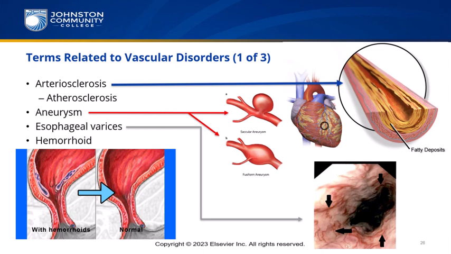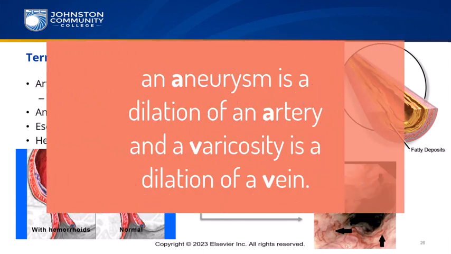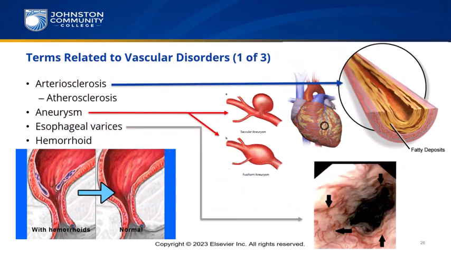I do want to point out that an aneurysm, beginning with A, is a dilation of an artery, also beginning with an A. And a varicosity is a dilation of a vein. Notice they both have the V's. So varicosity, vein, aneurysm, artery. And then finally we have hemorrhoids. Hemorrhoids are varicose conditions of the external or internal rectal veins that cause painful swelling at the anus.